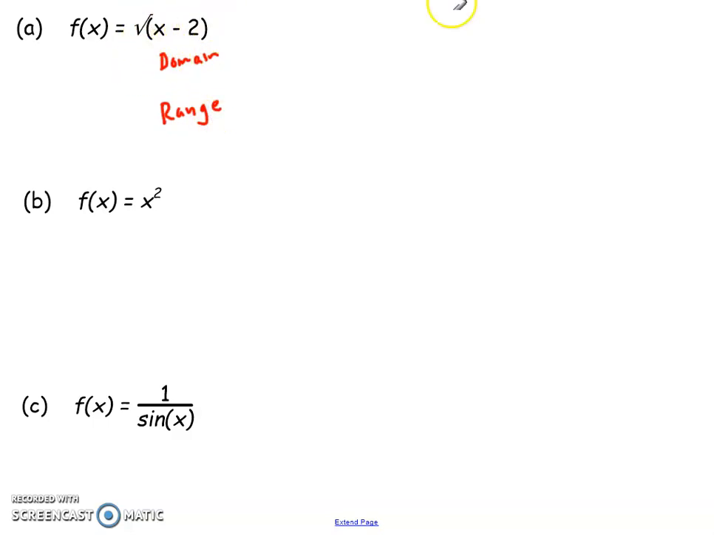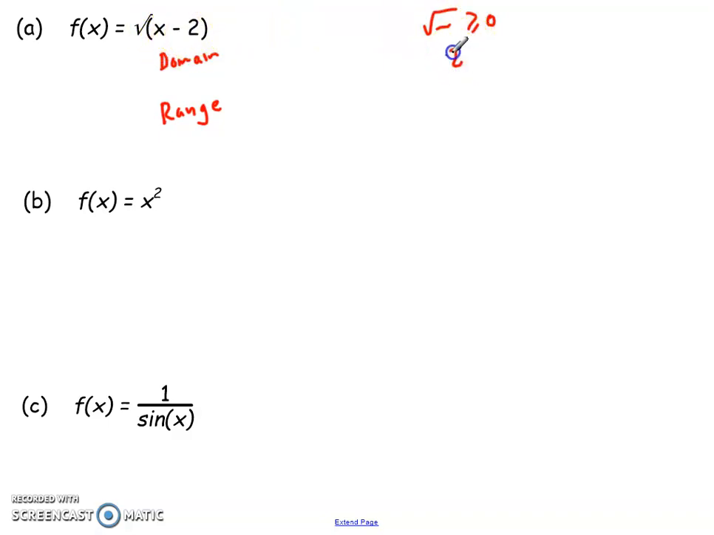Now it's a square root function, so instantly what you have to remember is that the square root of anything has to be greater than or equal to 0. You can't put a negative value in here in order to take a square root of it. So what we have to do is figure out at which point this becomes negative.